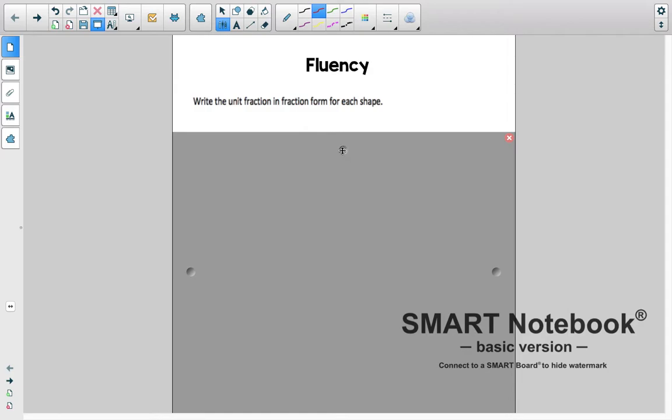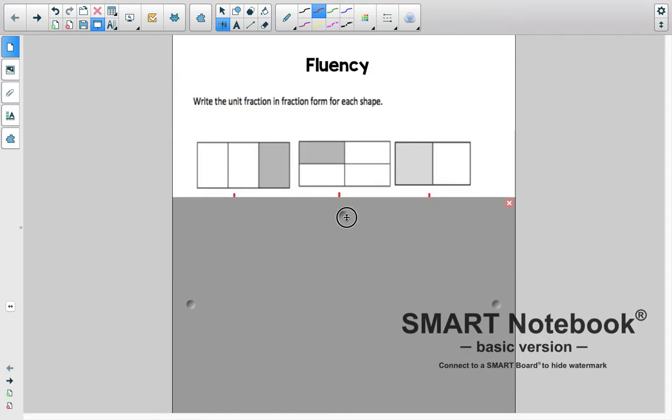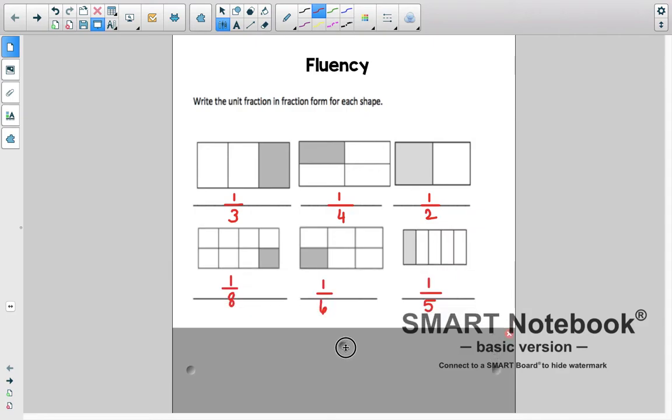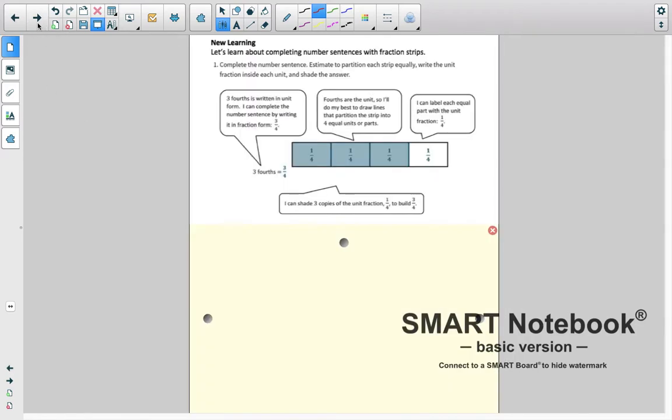So I'm going to go ahead and show you the answers. And for each of these fractions, we have the unit fraction. Remember, the unit fraction is one piece of the whole entire fraction. So we have 1/3, 1/4, one piece equals 1/4, 1/2, 1/8, 1/6, and 1/5. The unit fraction is one piece of the fraction that is partitioned. All right, let's move on.